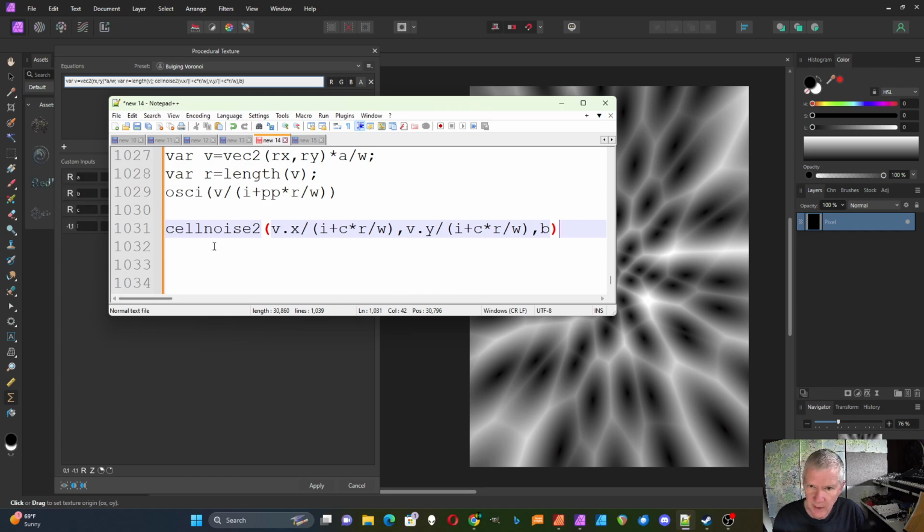For the Voronoi pattern, I had to modify this because it requires you to have both an x and a y coordinate. And I divided each coordinate by the factors 1 plus c times r over w.